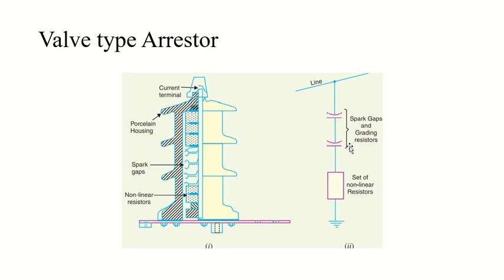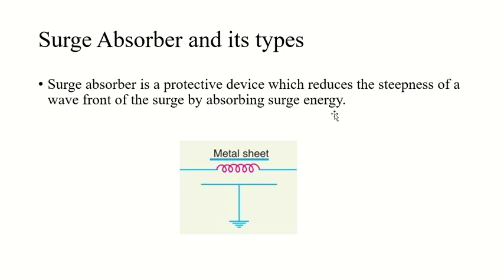It can be classified into the line type and station type. The station type arrestors are generally used for the protection of important equipment in power stations operating at voltages up to 220 kV or higher. And the line type arrestors are also used for station handling, but only up to 66 kV. So these were the types of arrestors. Now let's see the surge absorber.